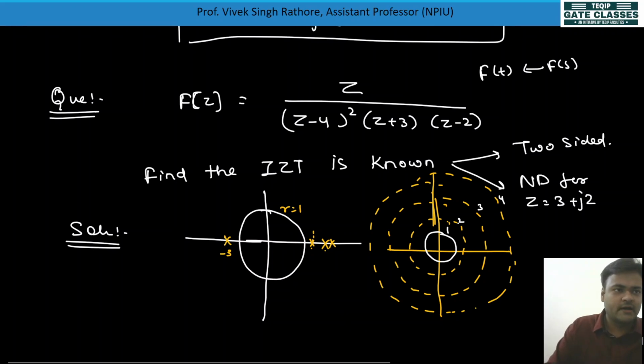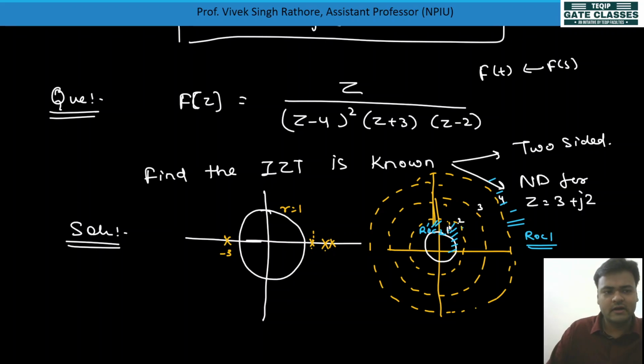Now see, how many ROCs can be formed? Tell me. If all are causal, then obviously the ROC will be this side. So ROC 1 can be considered, all are causal, and it will be right hand side, to the right of the greatest pole, so it will go like this. Maybe all are left sided, so it will be like this. So this will be ROC number 2, right? All will be left sided.